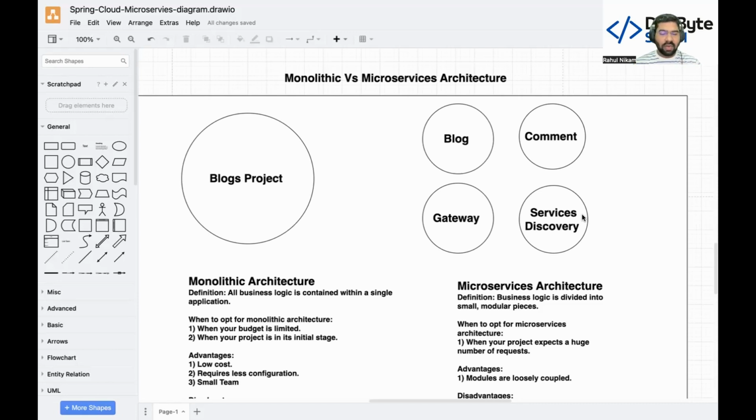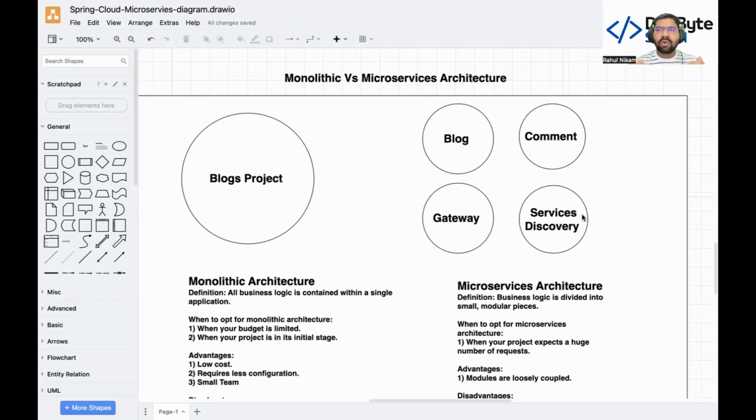So we developed one blogging website in our Spring Boot microservice playlist. In that playlist, we wrote all our business logic: we have the blog module, we have the comment module, we have the authentication authorization module. All these modules are written in a single project. That is called a monolithic architecture.